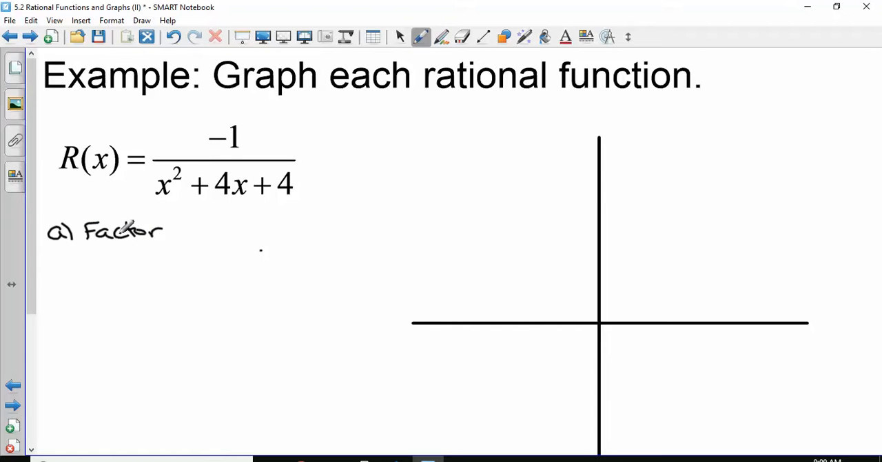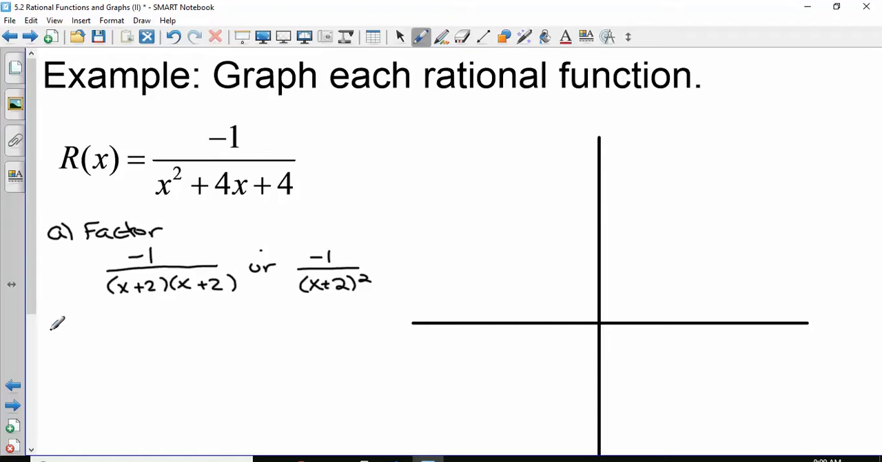So negative 1, nothing happens there. What about the denominator? What multiplies to 4 and adds to 4? x plus 2 and x plus 2. You could also write that as negative 1 over x plus 2 squared. Either way is fine. Okay, the second step we put to reduce, but does anything cancel here? No. So this is in lowest terms already.